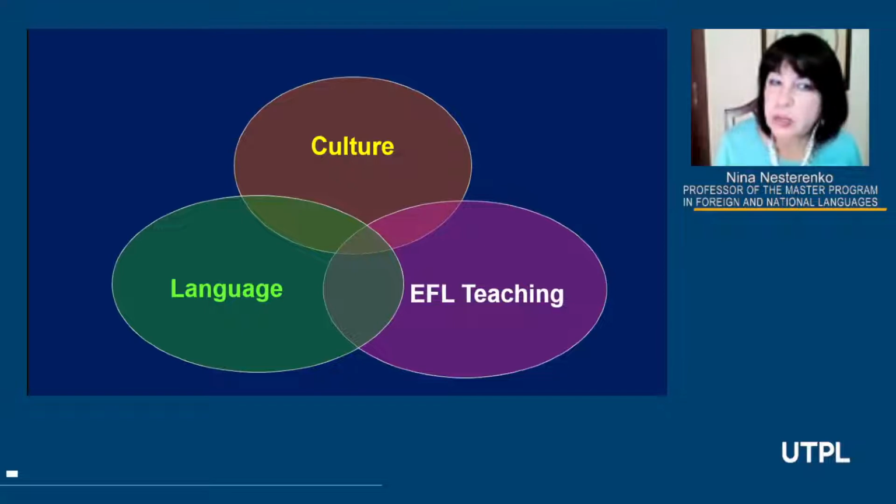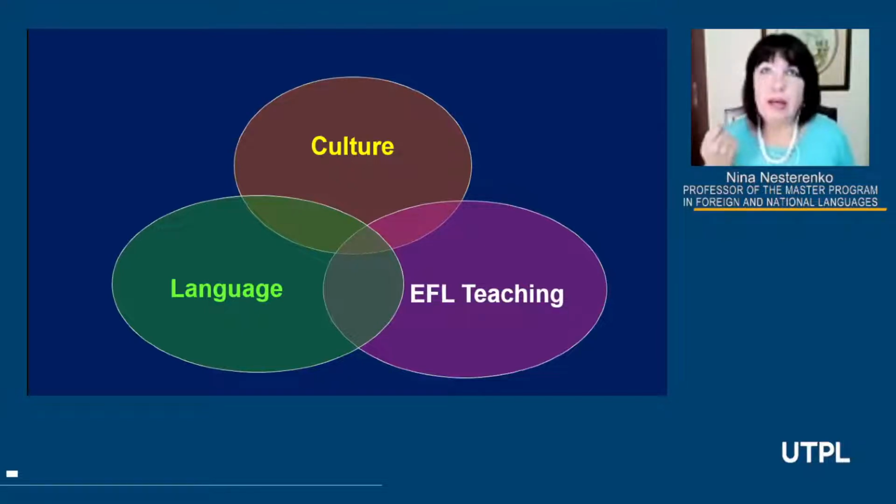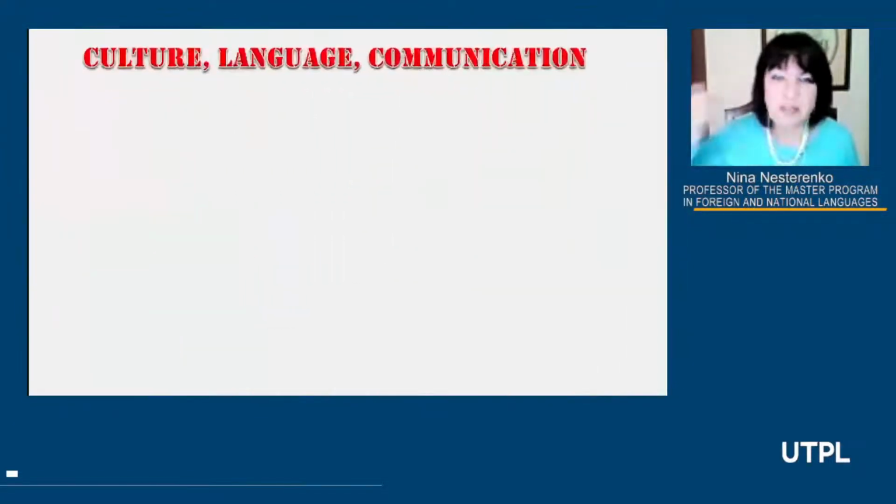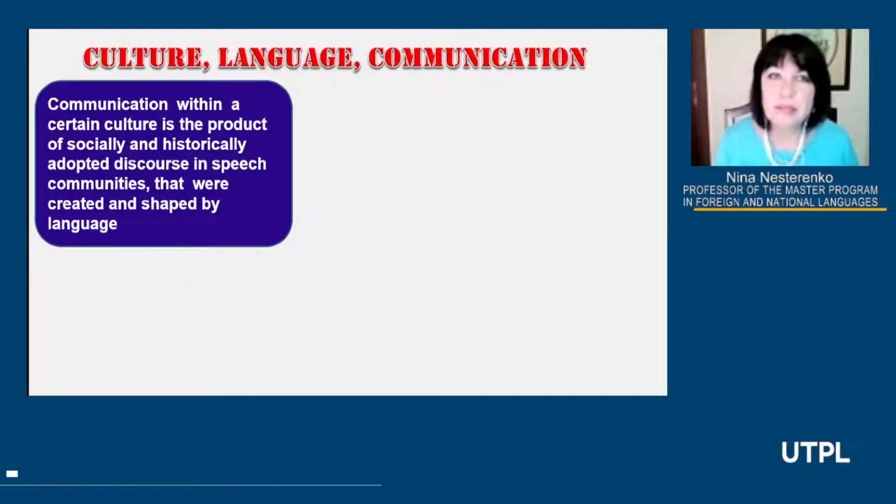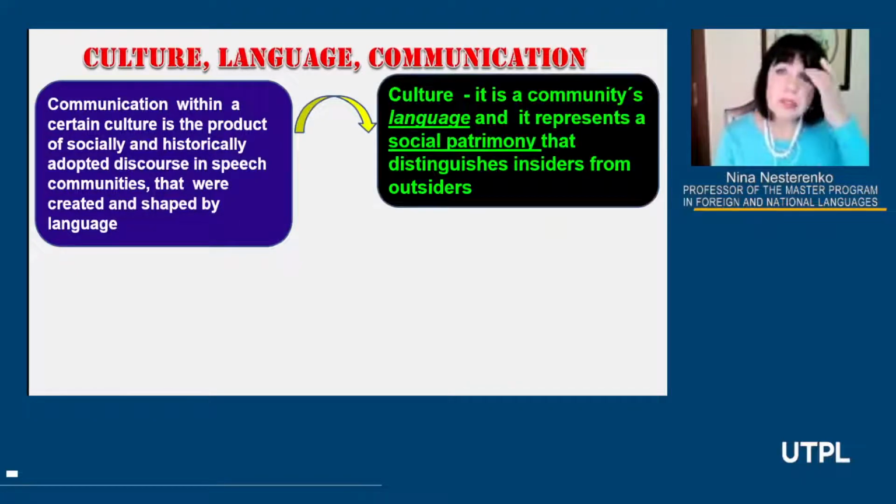So how do we have to interact with people around us, and when we speak with someone who belongs to another culture, who has different customs, different traditions, and so on? Communication within a certain culture is a product of socially and historically adopted discourse, the way people interact and speak with each other, and how a speech community, a group of people who share the same characteristics of language, influences our verbal use of words.